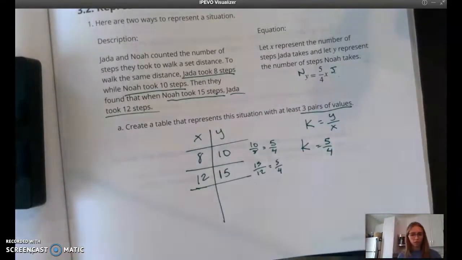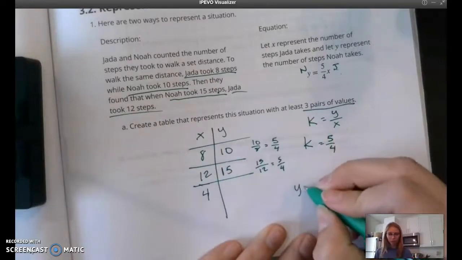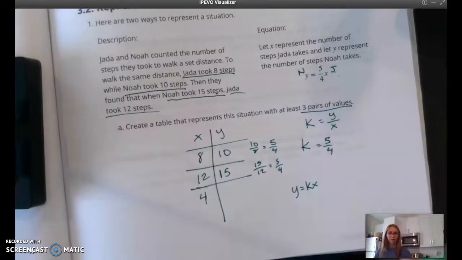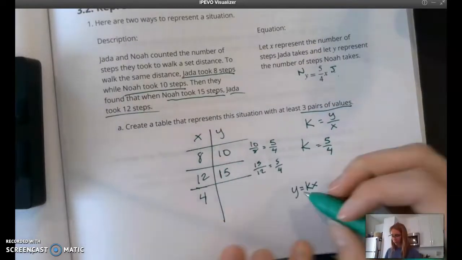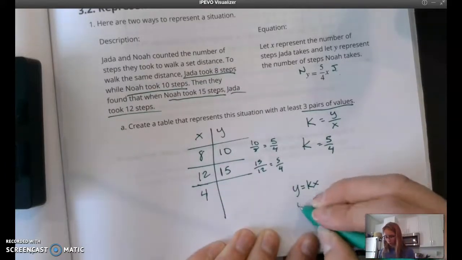So you guys can pick whatever number you'd like. What I'm going to do is pick the number 4 for x, okay? So what we can do is use our formula y equals kx, like up here, and plug in one of our values to solve for the other. So I'm going to use 4 for my x and solve for y.